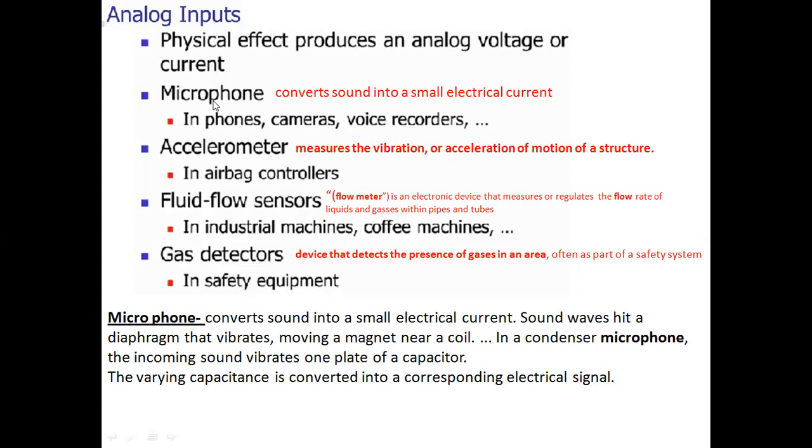And the manner of operation of these microphones is, once the sound waves hit the diaphragm, that diaphragm vibrates so as to move the magnetic coil. Okay, and in case of a condenser microphone, the incoming sound vibrates one plate of a capacitor, and the varying capacitance is converted into the corresponding electrical signal. Thereby, you'll be able to convert the sound variations into small electrical currents.